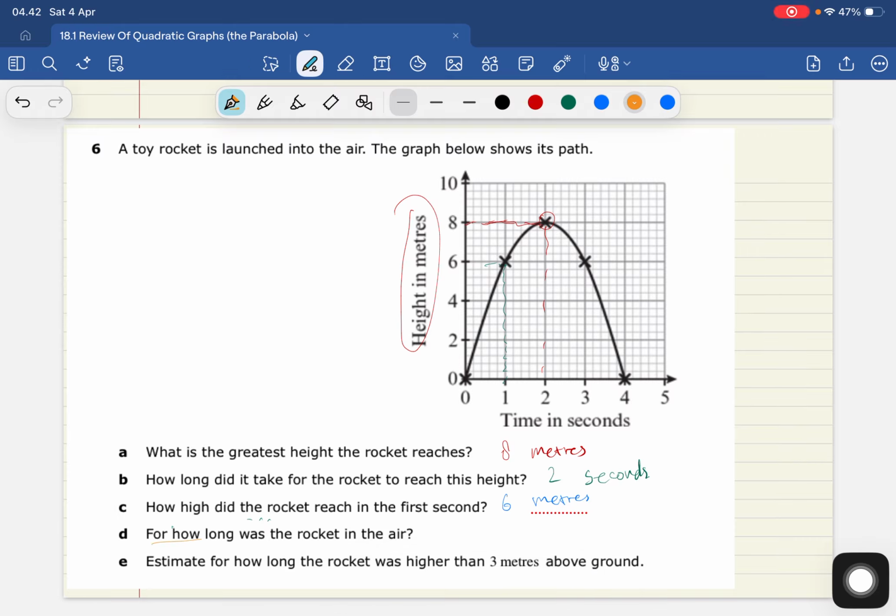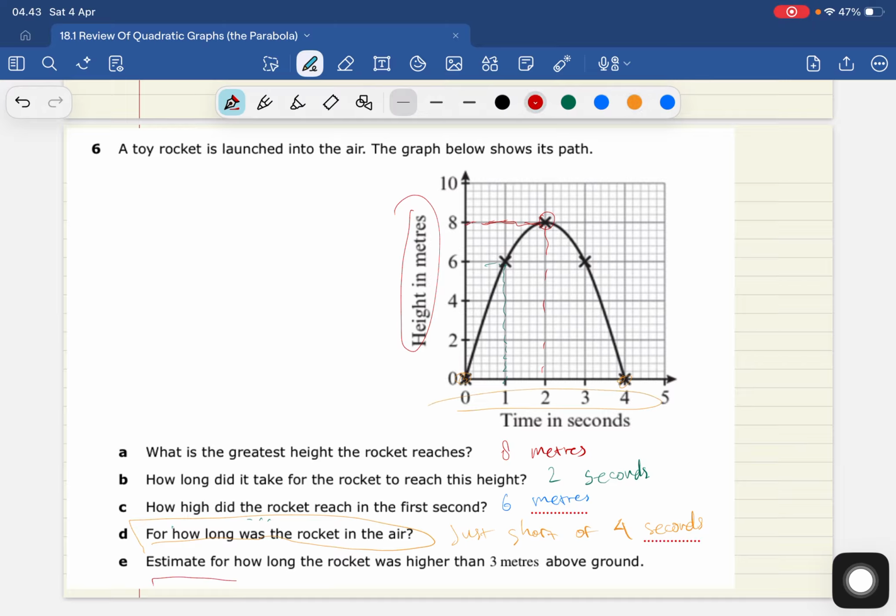Next, how long was the rocket in the air? Okay, how far from here, the second, until going down? Okay, just short of 4 seconds. Here in the 4 seconds.